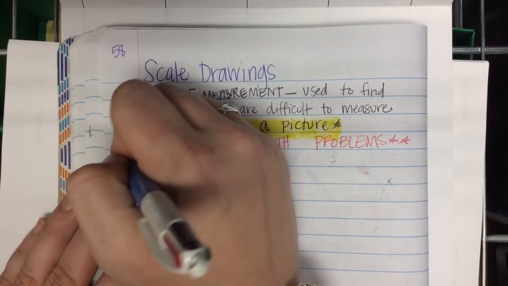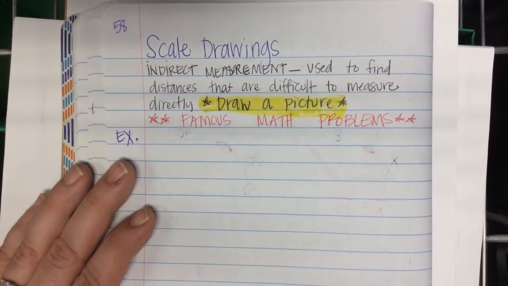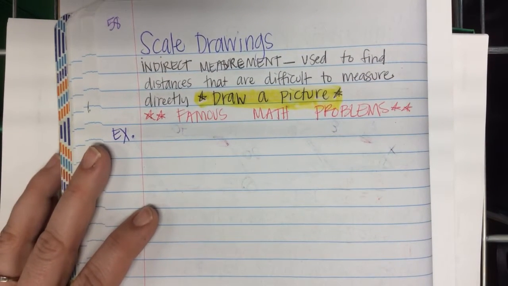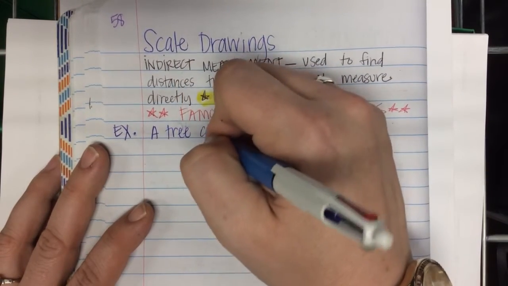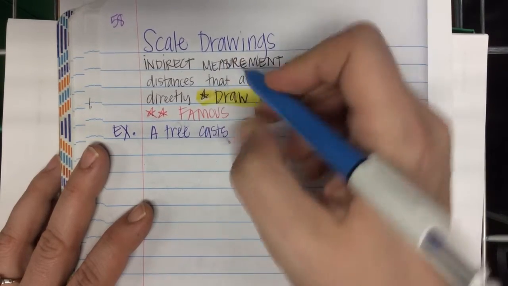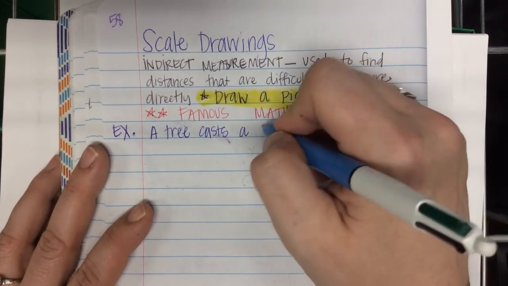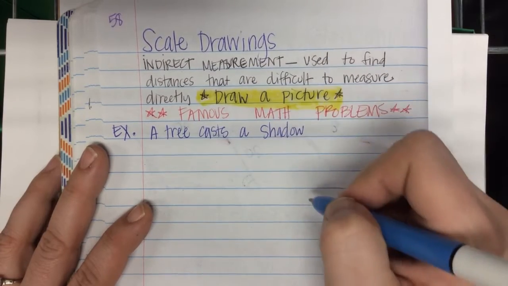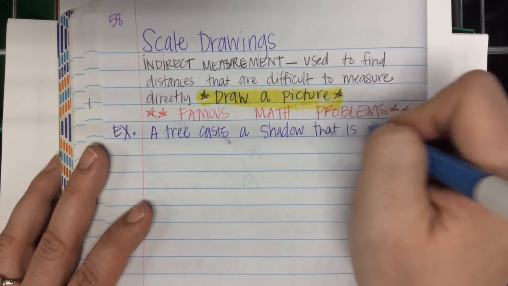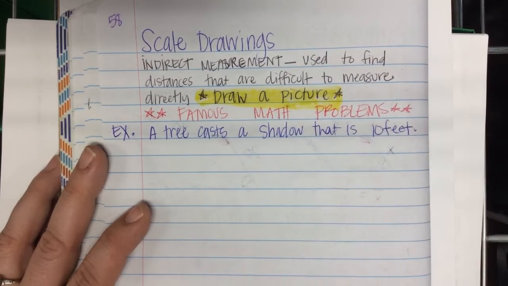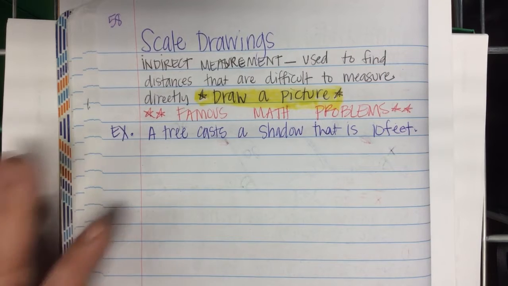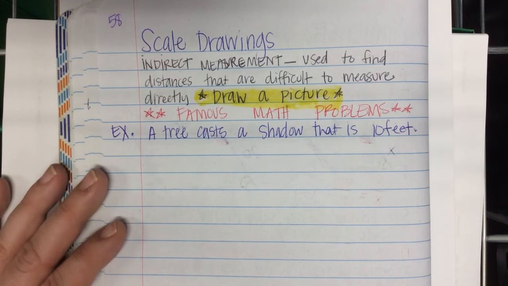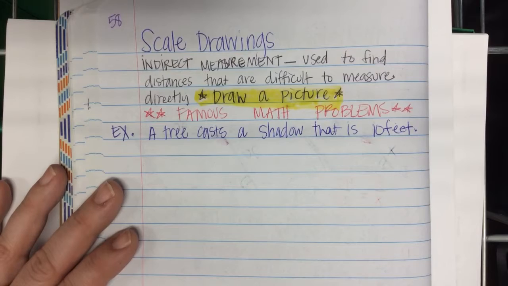So let's just start right off with an example. Yes, you need to write the word problem. So a tree casts a shadow that is 10 feet. Right? And a shadow is pretty easy to measure because it's just on the ground. I don't have to climb the tree to figure out how tall it is. A tree casts a shadow that is 10 feet.